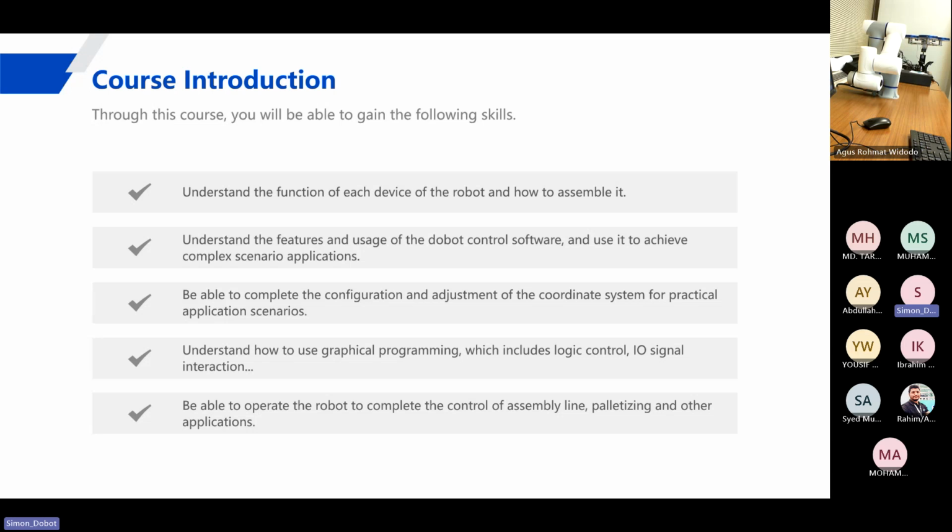We have the control software on the tablet, which we call CR Studio. On the Windows system, we call it Dobot Studio Pro. Maybe you only have Windows, so I will guide you on how to use the control software, Dobot Studio Pro. The third one is that we need to be able to configure and adjust the coordinate system and also the tool system. I will introduce both of them later.